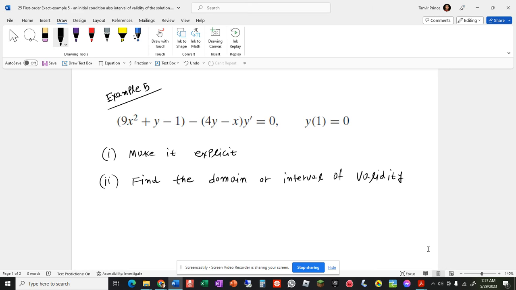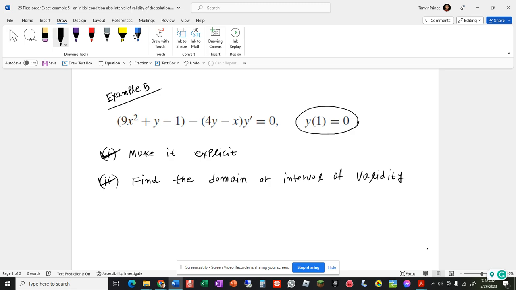Hello, this will be our example 5 for exact first order differential equation, and this has an initial condition. As you can see, we already have initial conditions on separable and linear, so we already know how to handle that, right? Okay, and it also has two more steps, so we have to make a specific solution. After we use the initial condition, we have to make that solution explicit, and we have to find the domain of that solution, or another way, the interval of validity of the solution.